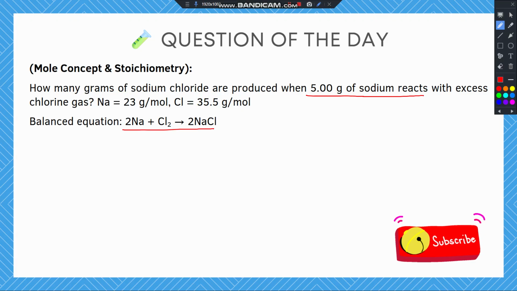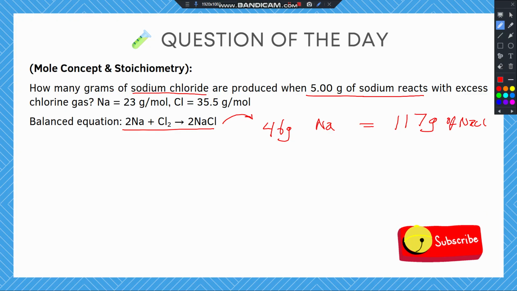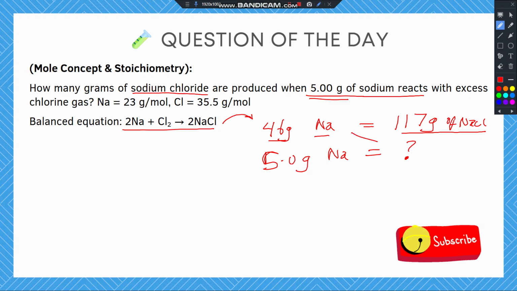From this equation, we have found out that 46 grams of sodium produced 117 grams of sodium chloride. The question is now asking how many grams of sodium chloride are produced when 5 grams of sodium reacts. So if 46 grams of sodium produces 117 grams of sodium chloride, then 5.0 grams of sodium will now produce an unknown amount of sodium chloride. Do you see how we got there now? At this point, we can just cross multiply.